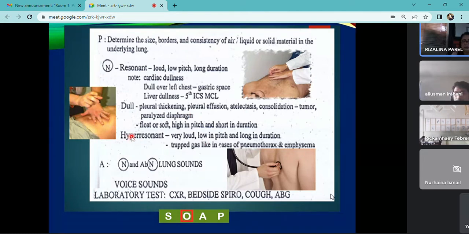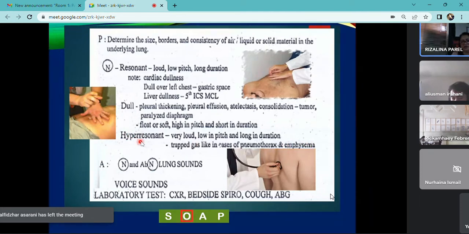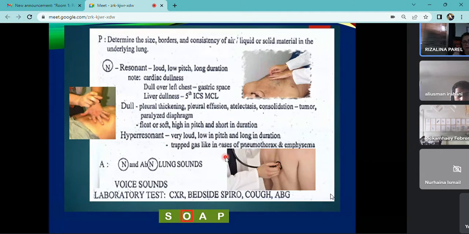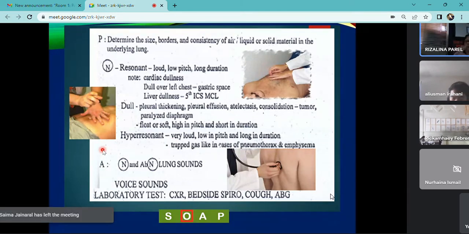Okay. Now, for hyperresonant naman, madali lang lahat ng may mga trap gas like in pneumothorax, emphysema. Yan, pwede yan magkaroon ng tympanic or hyperresonant sound. Okay? So again, the normal percussion finding is resonant sound. Abnormals are dull or flat, hyperresonant or tympanic. And the fourth clinical procedure during physical examination is auscultation.